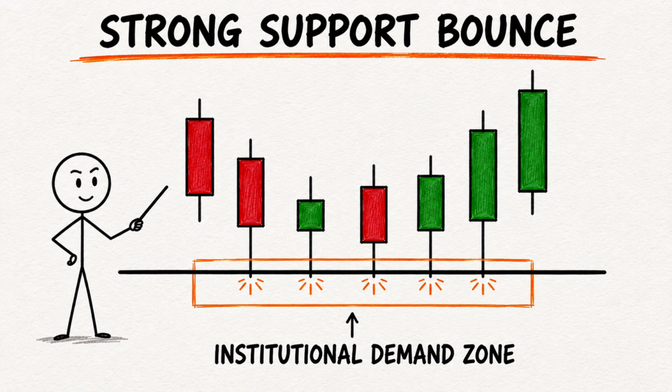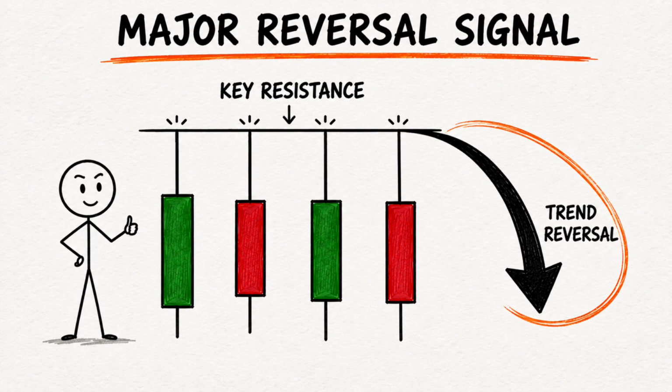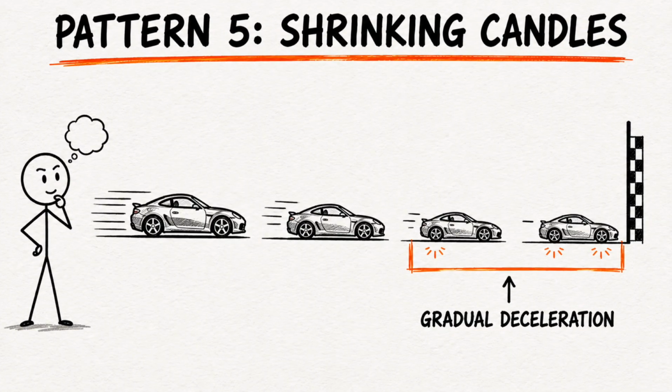Answer: it is a direct signal that the key level is extremely strong. Whenever you see multiple rejections at a key level, it is the strongest proof of a major reversal coming in the opposite direction. Pattern number 5, shrinking candles.